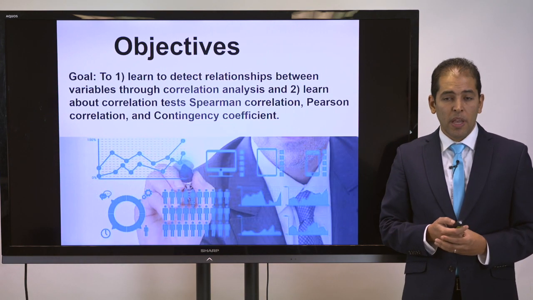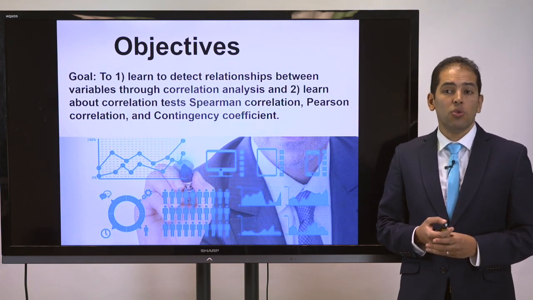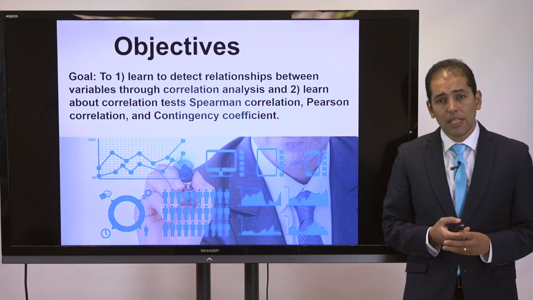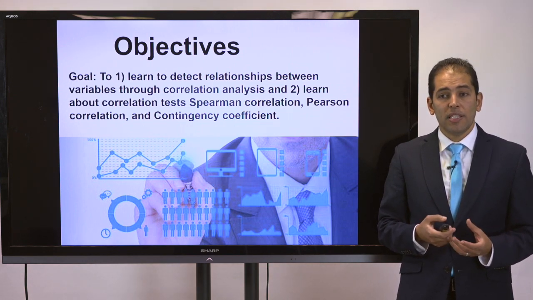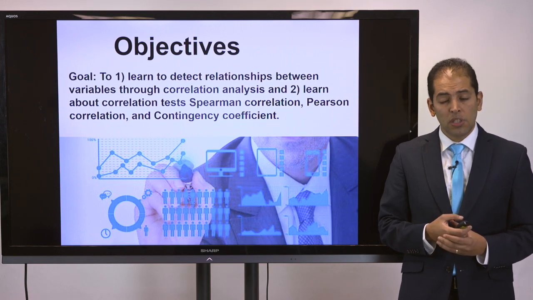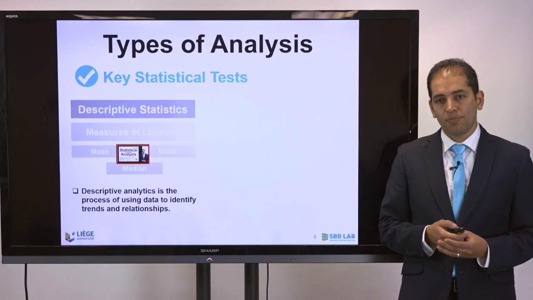observational research. And the objective of today's presentation is to learn to detect relationships between variables through correlation analysis and to learn about correlation tests like the Spearman correlation, the Pearson correlation, and the Contingency Coefficient test.